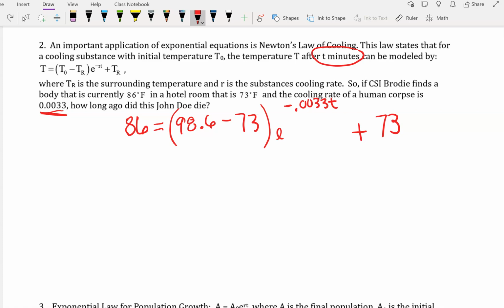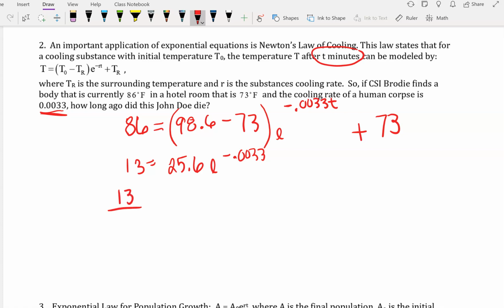So 86 minus 73 is 13. And then I'm also going to simplify what's inside these parentheses. When I subtract 98.6 minus 73, I get 25.6 times e to the negative 0.0033. So e is still not quite isolated. I need to get rid of that 25.6. So I'm going to divide both sides by 25.6.